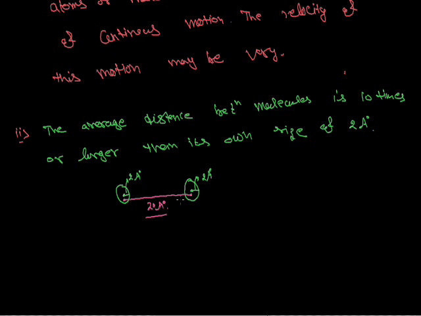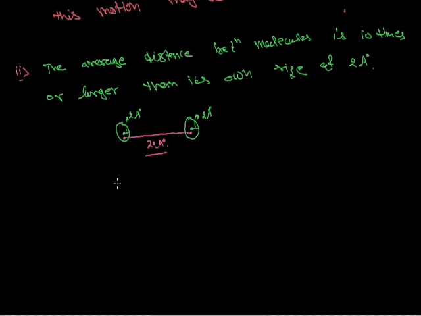That's why gas molecules spread whenever they are left in a free space. If we leave gas molecules in a room, they spread throughout the room. Why? Because they have a nature that the average distance between two molecules will be 20 angstrom or more, 10 times their own size.